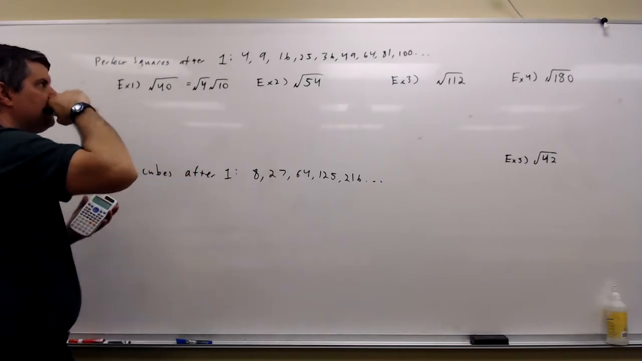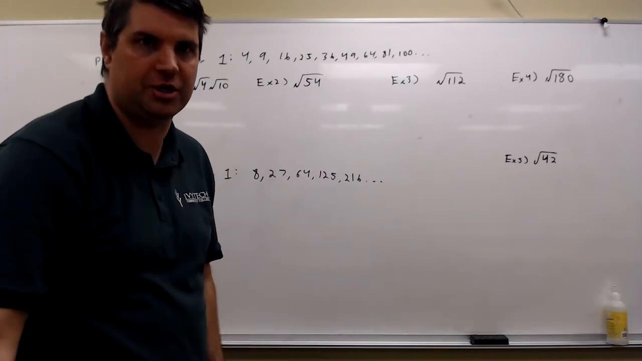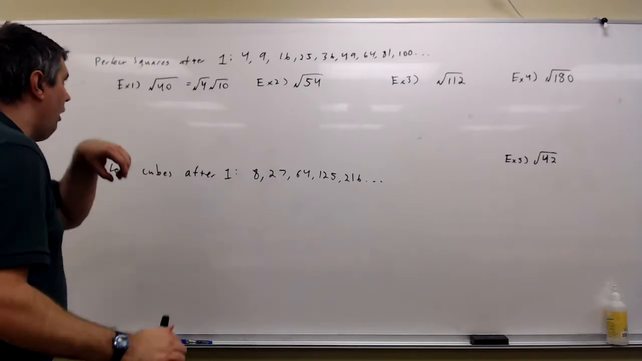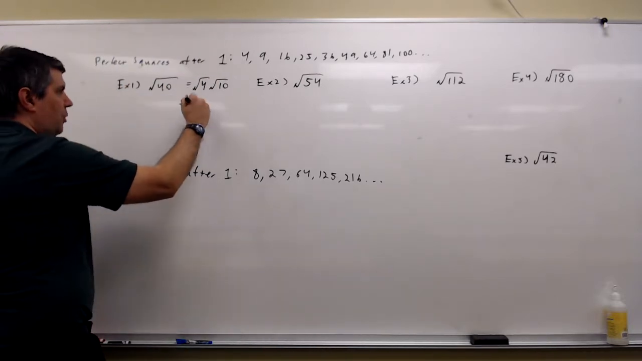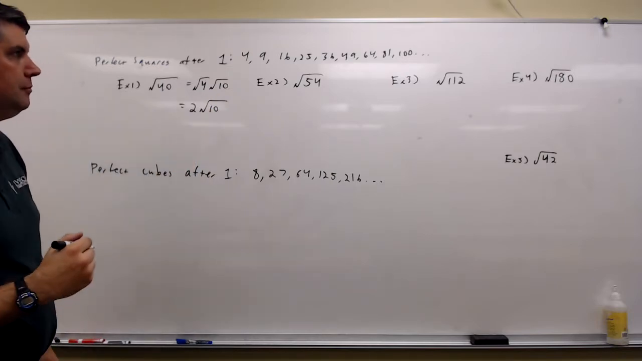Please be aware, folks, that half of all even numbers are divisible by 4. Next, I'll take the square root of 4, that's 2, and then I leave the square root of 10 alone.